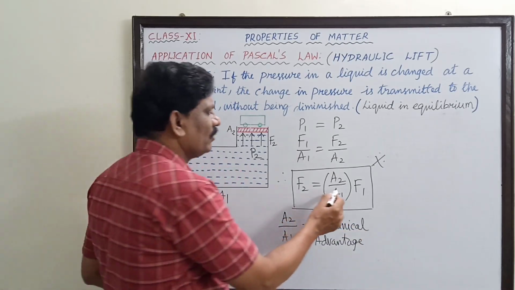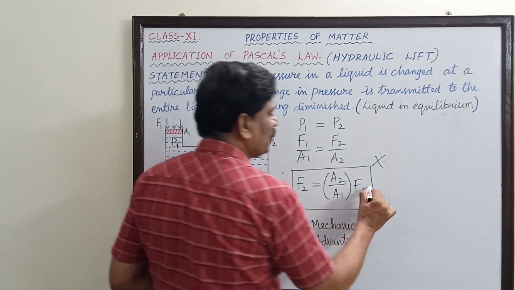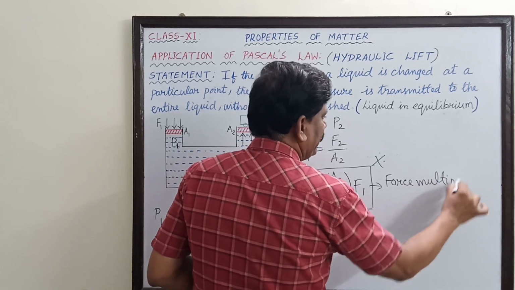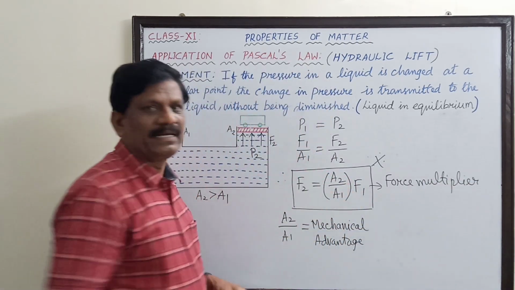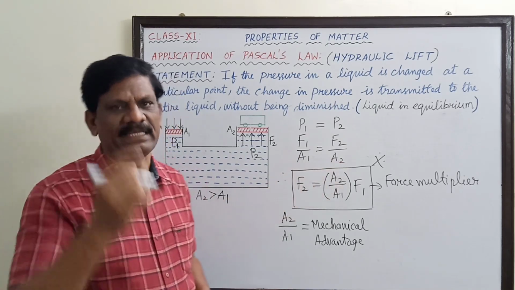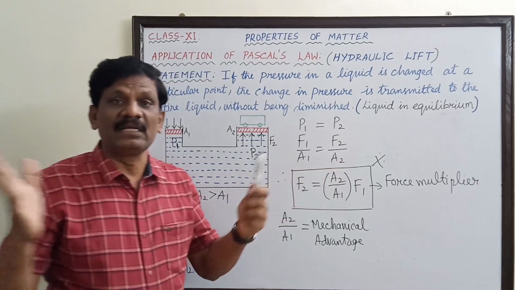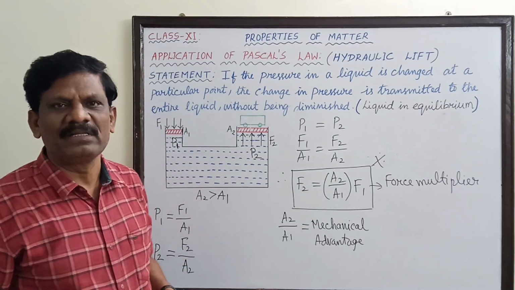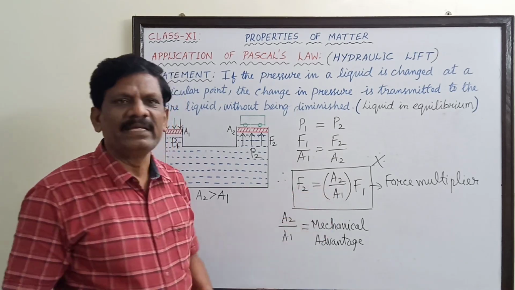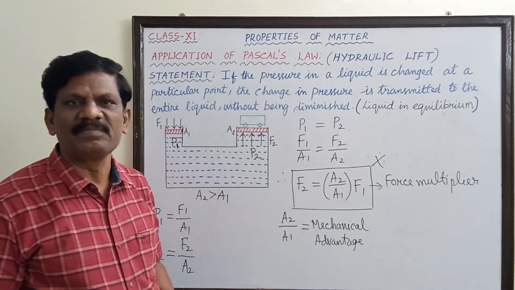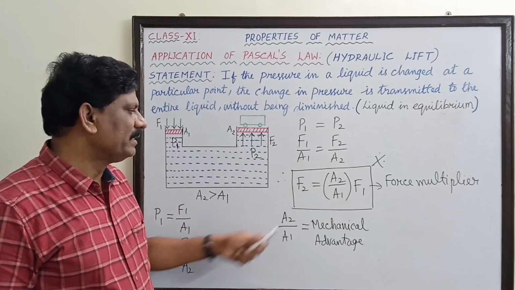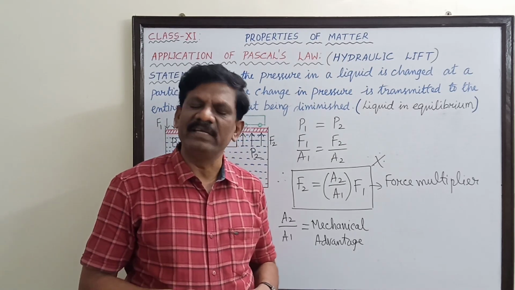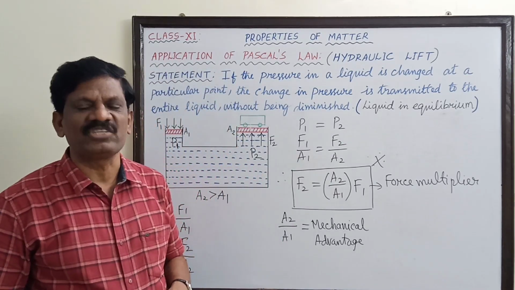Now this is also called force multiplier. I told you, if A2 is 5 times that of A1, the force is multiplied by 5 times. Suppose you want 10 times force, then the area A2 must be 10 times A1. So A2 by A1 is called mechanical advantage. Where it is applied, I told you, in the automobile service stations to lift very heavy vehicles such as the bus, lorries and trucks.